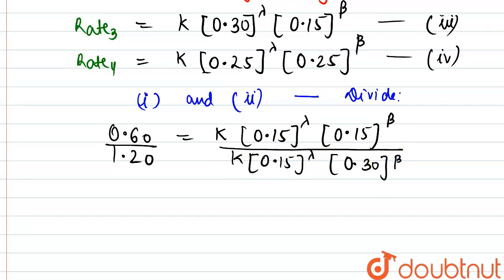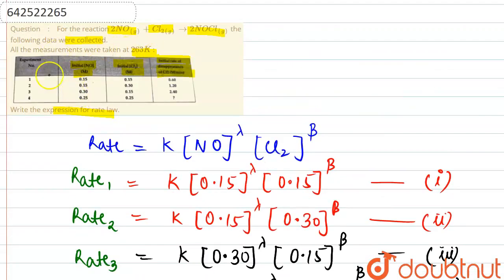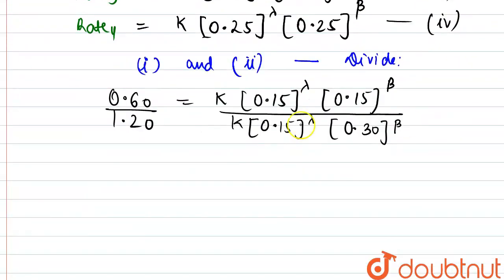Why have we done this 1 and 2 comparison? Because if we pay attention to the question, the initial concentration of NO remains the same in the first and second experiments, whereas chlorine and the rate are changing here. By what factor the rate is changing is what we have to identify. So this is why we are comparing them. On solving this, it comes 1 by 2 is equal to (1 by 2) to the power beta. So from here we can say that beta comes out to be equal to 1.